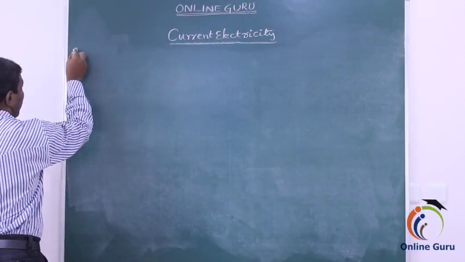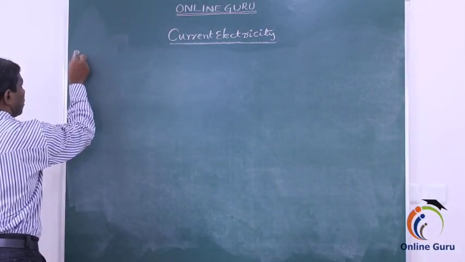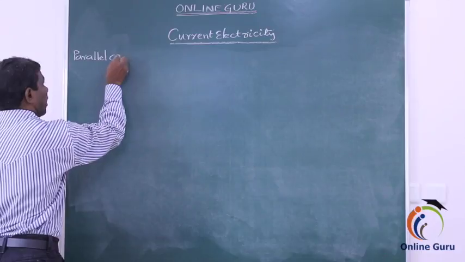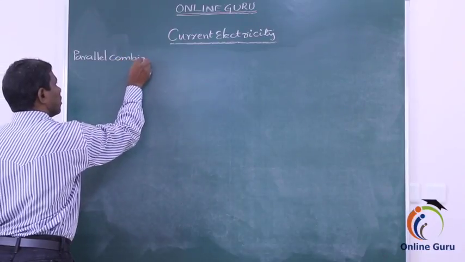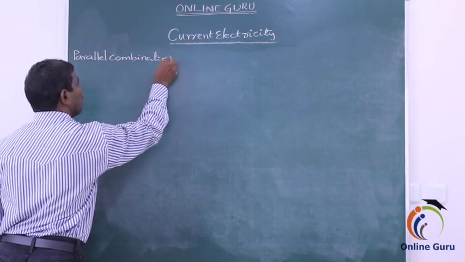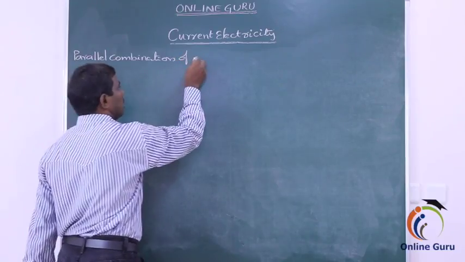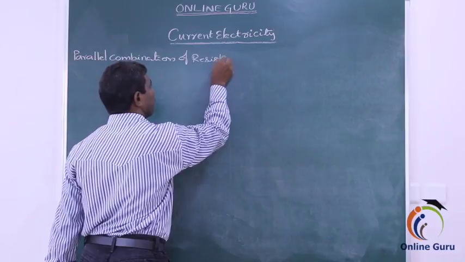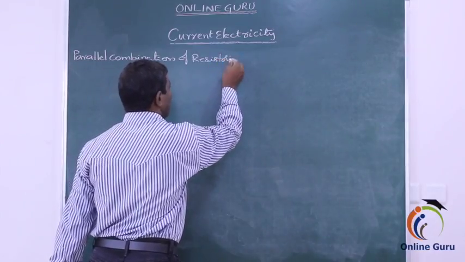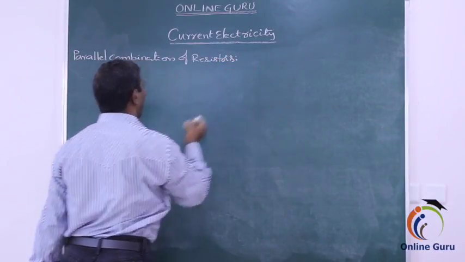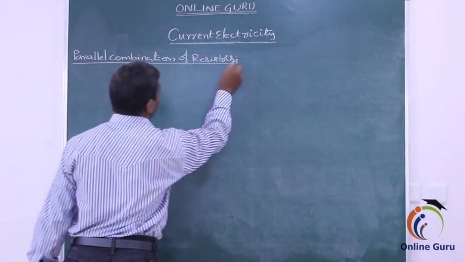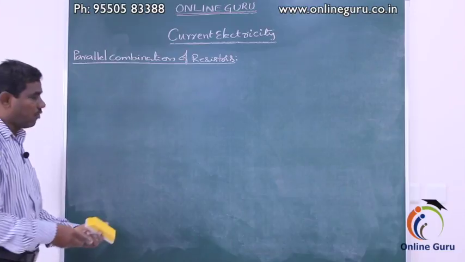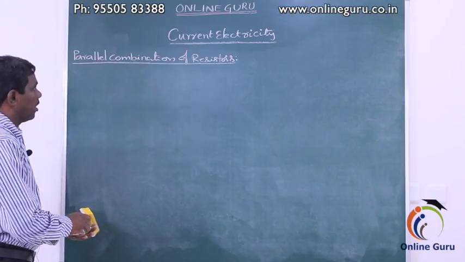Now we are going to discuss the parallel combination of resistors. What is the parallel combination of resistors? How to derive the mathematical equation for the parallel combination of resistors?